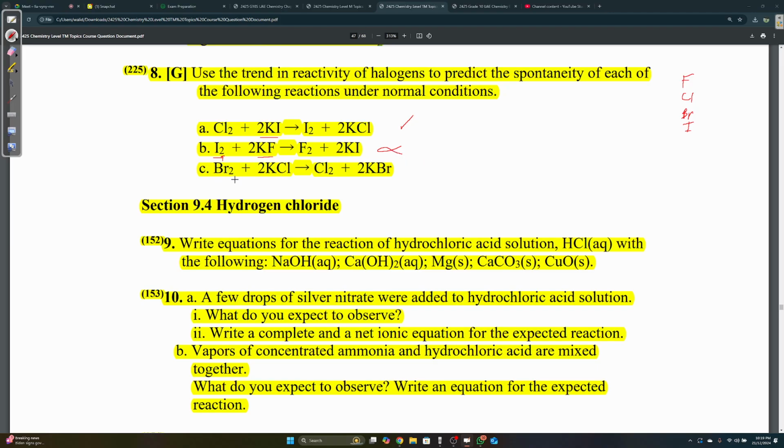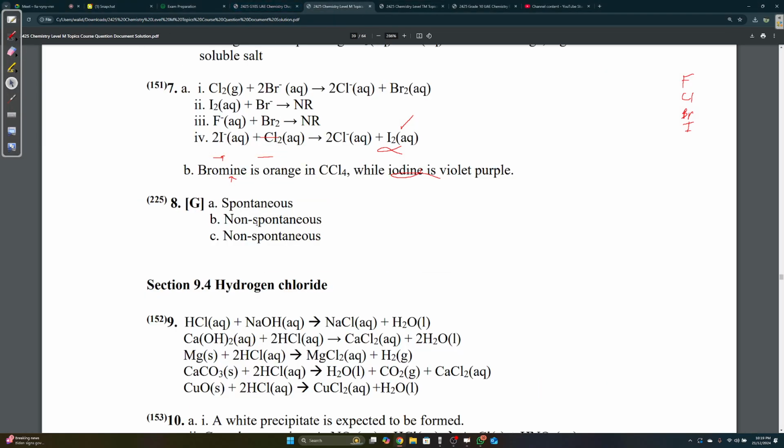Br2, 2KCl. The one with the 2 should be more reactive than the one without the 2. Br, Cl. Is Br more reactive than Cl? No. So only A should be spontaneous. Yes.